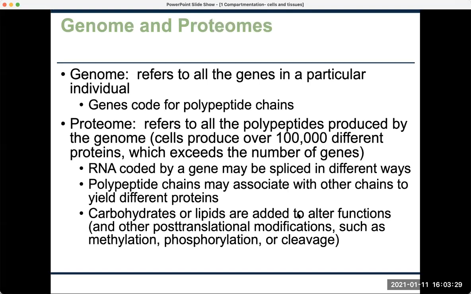Carbohydrates and lipids are going to be added then to alter the functioning. So for example, it's a post-translational modification, which again, RNA into proteins is translation. So after that happens, you can have like a methylation or a phosphorylation or a cleavage occur, and you're actually going to change the way that it expresses itself because of that change.